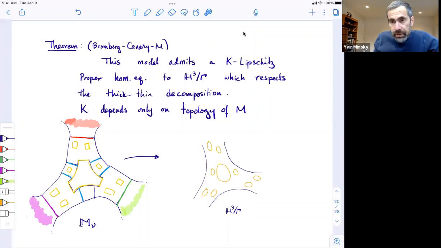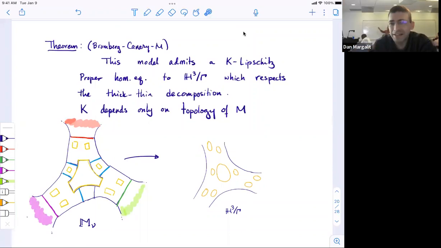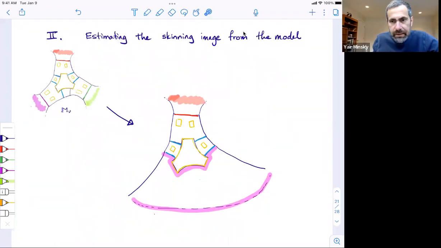And what can we do with the model? Am I running out of time? How much time do I have? About 8-ish minutes. Okay, fine. I think I can do that without overstaying my welcome.